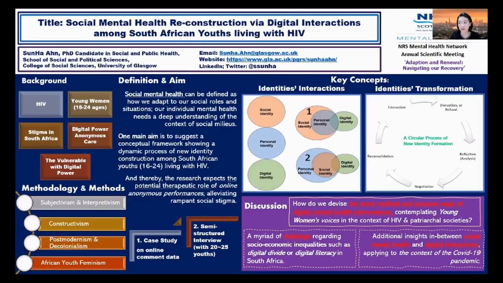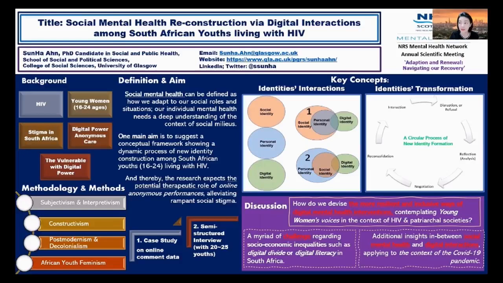My research is about the South African youth living with HIV who have experienced digital interactions and its power. As you may know, South African youth are one of the most vulnerable population groups to HIV infection in the world. There are more sources of why they are considered as vulnerable. But this study is focused more on the social and cultural aspects of HIV, because HIV treatment is not a one-time prescription but needs lifelong care, and our individual mental health is a product of socially connected performances.